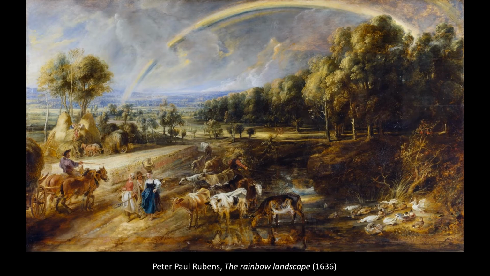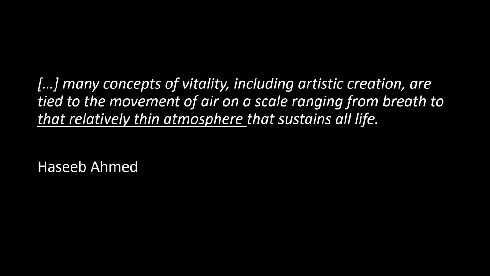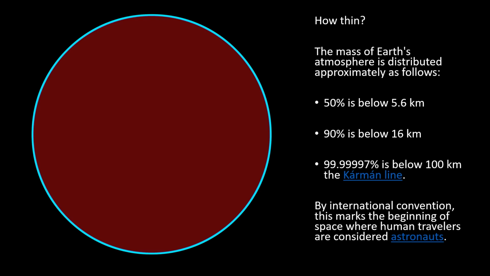But first, I read the text of Haseeb, and I found a small part where he wrote about the relatively thin atmosphere that sustains all life. And I asked myself, how thin is that thing? So I checked. This is just the Wikipedia information. 50% of the mass of the atmosphere is below 5.6 kilometers, and 90% of the whole thing is below 16. After that, there's 10% left over almost 85 kilometers.